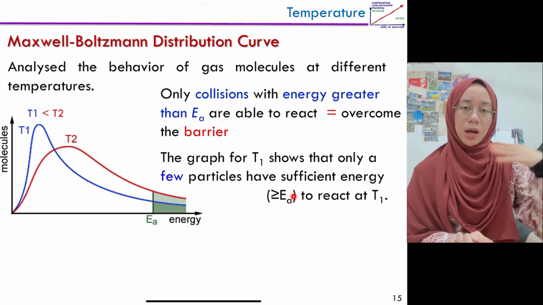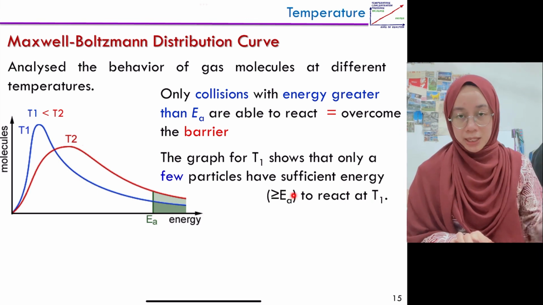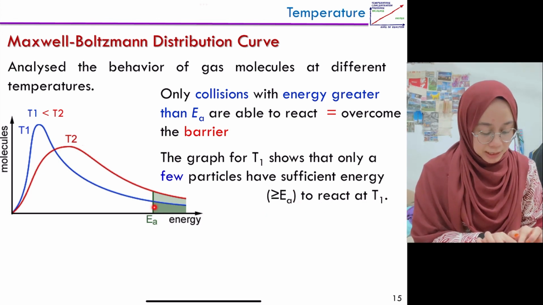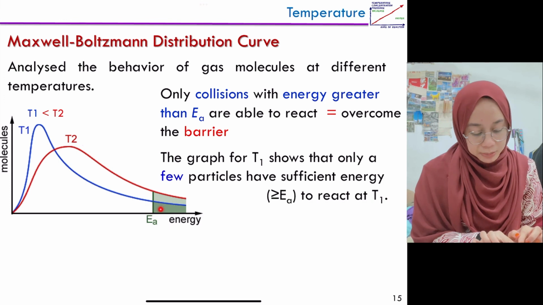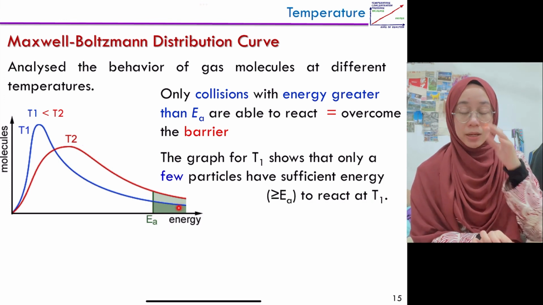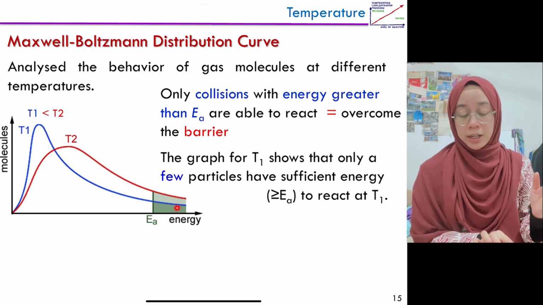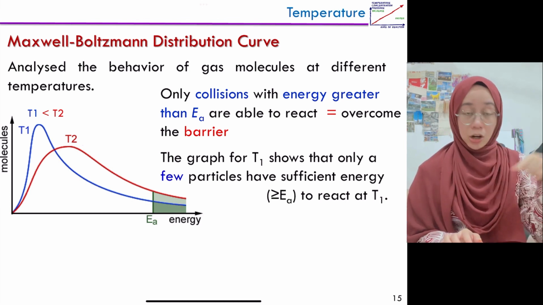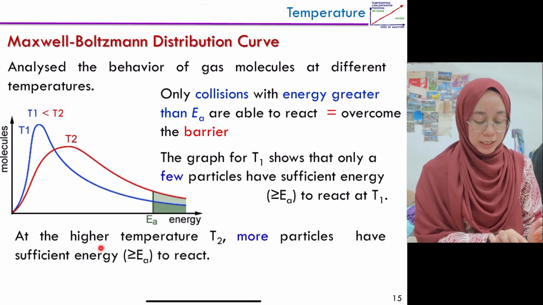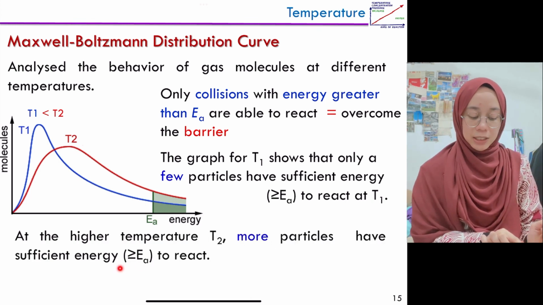Sufficient energy, meaning equal to or greater than the activation energy, to react at T1. As you can see, this darker one here is the number of particles that can overcome the activation energy. And then when we compare it with the one under T2, at a higher temperature T2, more particles have sufficient energy to react.